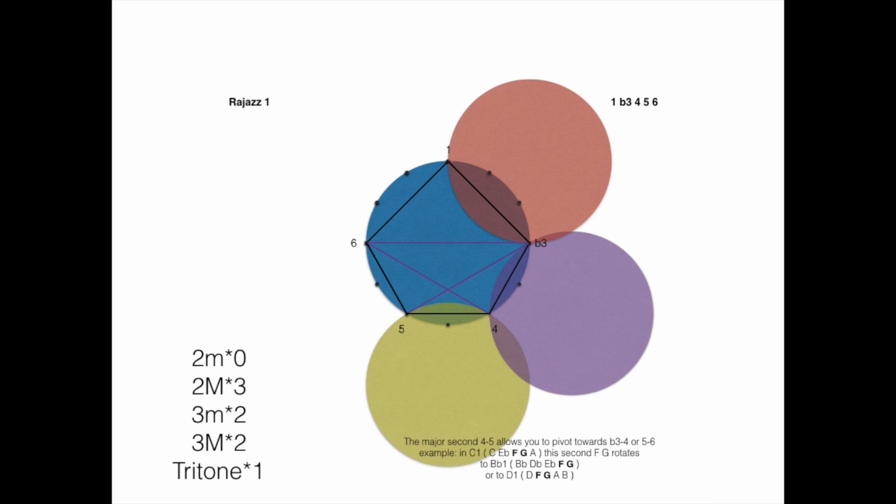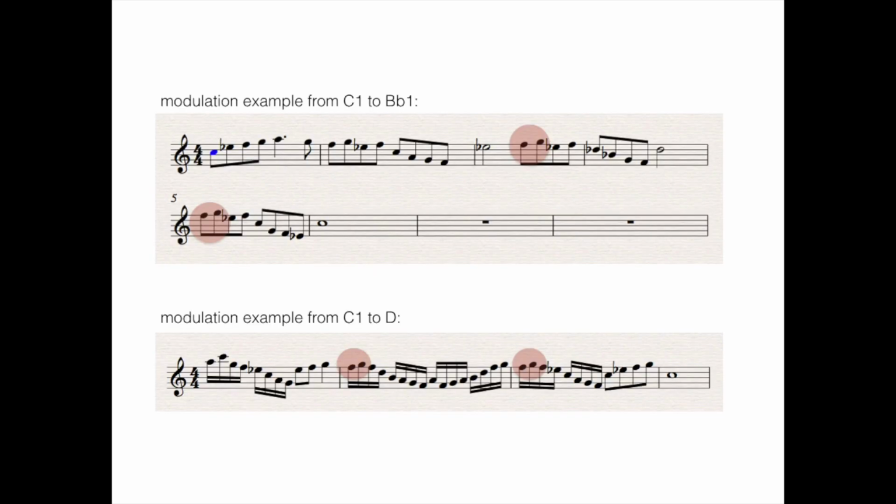The major second between 4 and 5 allows you to pivot towards the major second between flat 3 and 4, or to the major second between 5 and 6. In C, the major second you have between F and G allows you to rotate to Rajazz 1 in B flat, where FG is between 5 and 6 degrees, or to Rajazz 1 in D, where you'll find FG between flat 3 and 4. Here's the first example of modulation from C to B flat using FG as a pivot. And another example of modulation from C to D using FG as pivot.